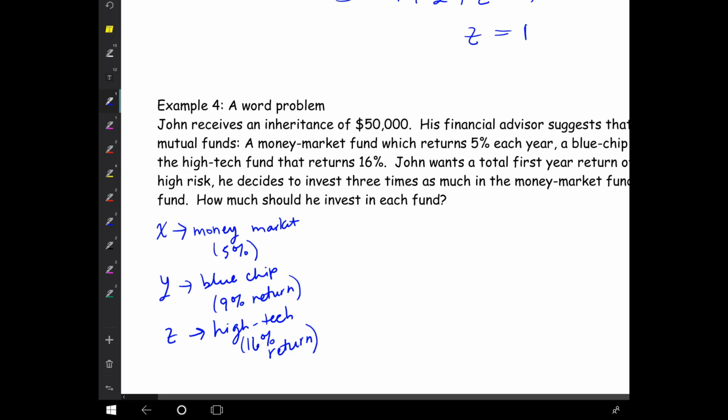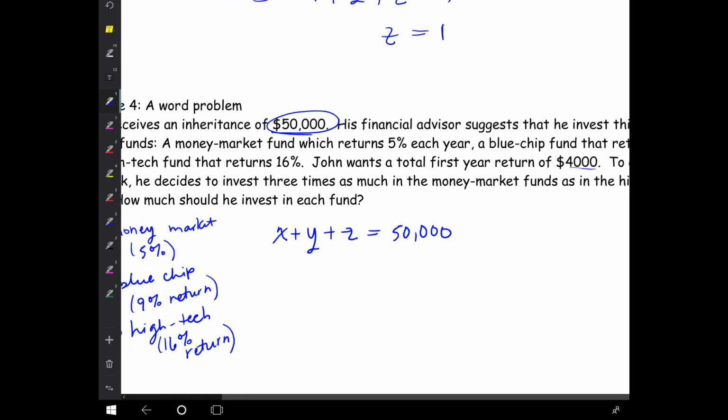Okay, how much total money is he investing? $50,000. So I know the amount that he invests in the money market, plus the amount that he invests in the blue chip, and the amount he invests in the high tech, has to total $50,000.